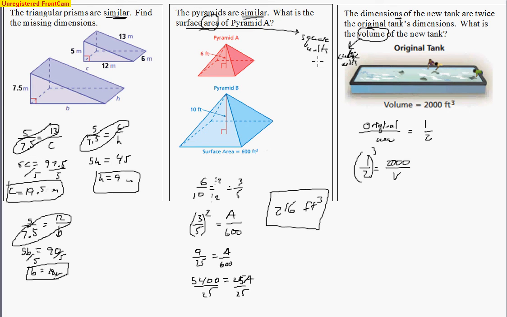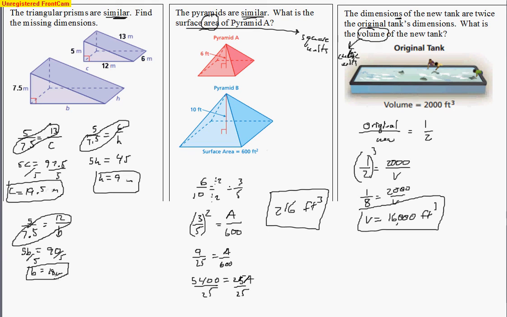With area, you have square units, so you square the ratio. Cubic units, so we have to cube the ratio. So we ended up with 1/8 equals 2,000 over V. So we're multiplying diagonally. 8 times 2 makes 16. So we'd have 16,000. That would be the volume of that new tank.